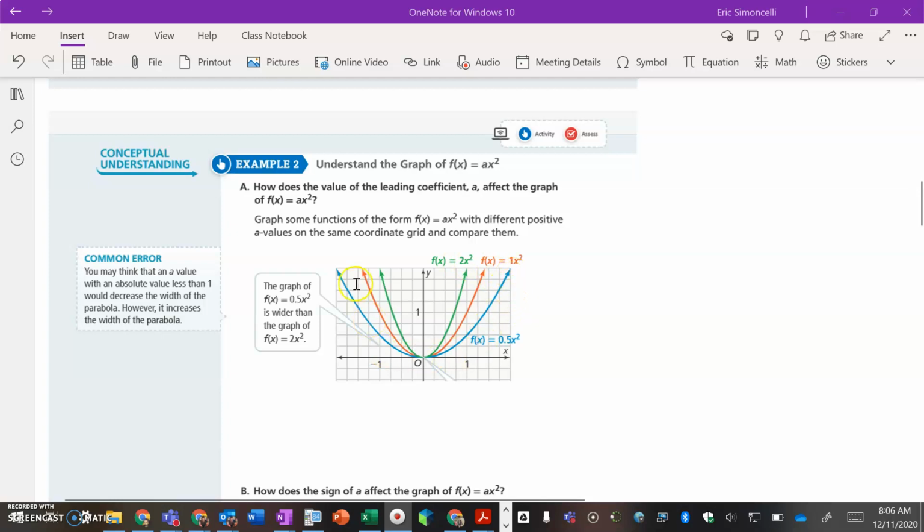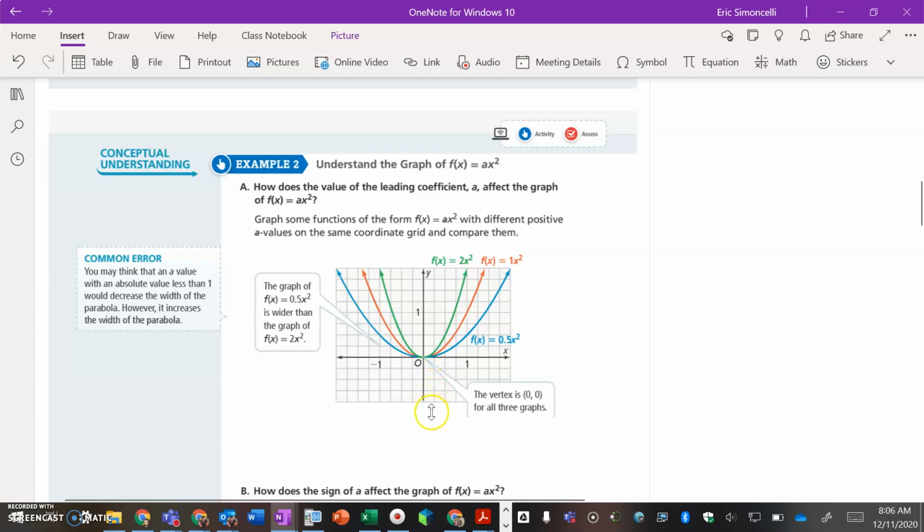The blue function is actually wider than the red in comparison, because 0.5 is less than 1. So imagine a vertical compression or pushing down on the red function. The blue function would take shape accordingly.